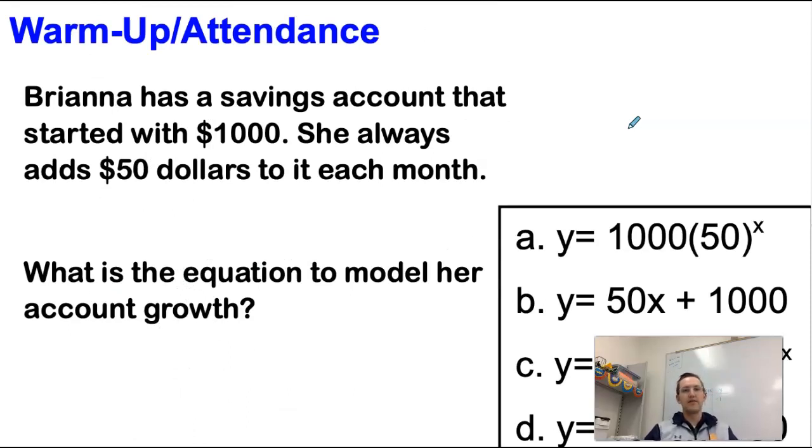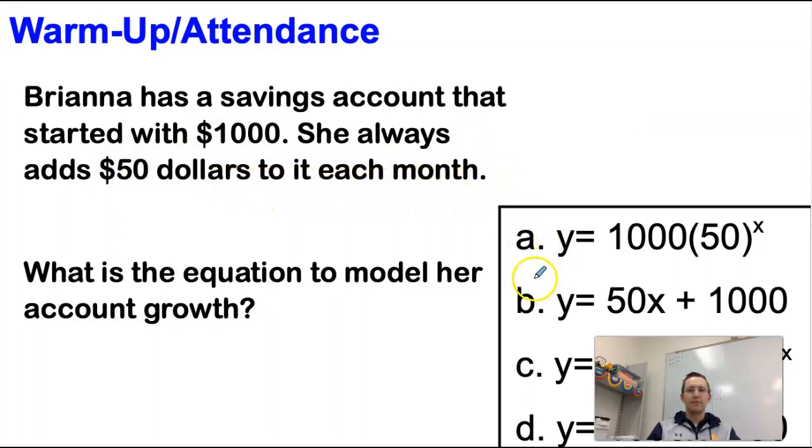Brianna has a savings account that started with $1,000. She always adds $50 to it every single month. What equation models her account growth the best? First of all, let's figure out, is this going to be linear or exponential? She adds the same amount every single month. To me, that doesn't seem like an exponential function because if she's adding the exact same amount over and over again, that growth is going to be constant, month after month after month. So I think we need a linear equation for this one, because we are growing by a constant amount every single month from here on out.